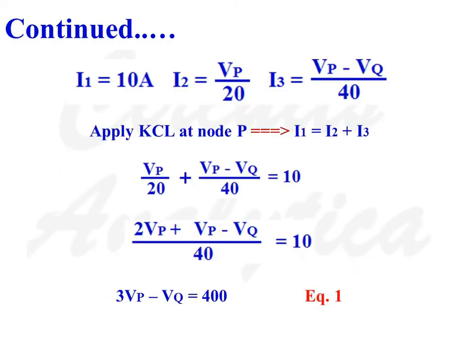Applying KCL at node P, we will get I1 is equal to I2 plus I3. Vp by 20 plus (Vp minus Vq) by 40 is equal to 10. Taking LCM as 40, (2Vp plus Vp minus Vq) divided by 40 is equal to 10. 3Vp minus Vq is equal to 400, equation number 1.